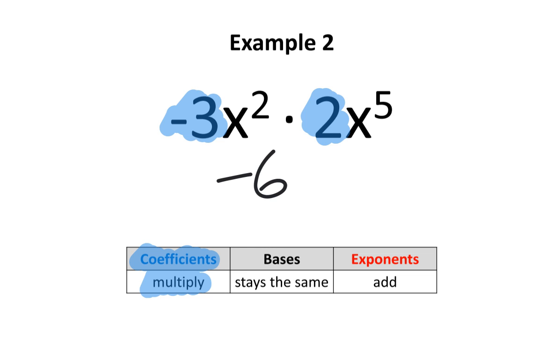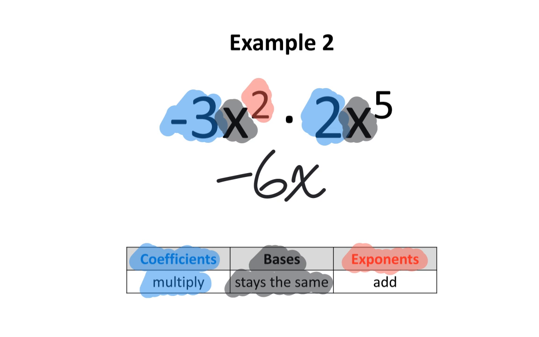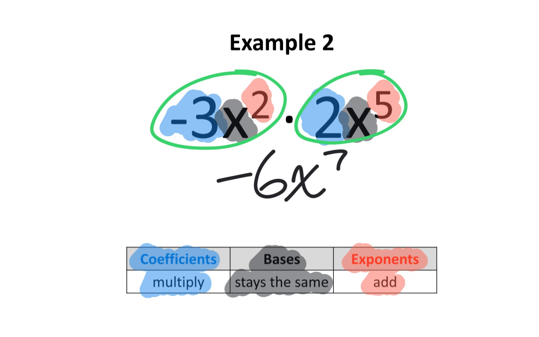The next step in the product rule is to look at the bases of the terms. The base here would be the variable of x, and the base here would also be the variable of x. Bases stay the same, so that variable of x is going to stay x. The last part of the product rule is to look at the exponents of the terms. The exponent here is 2, and the exponent here is 5. You actually want to add the exponents. Therefore, 2 plus 5 is going to give you 7. Therefore, when you multiply negative 3x to the power of 2 by 2x to the power of 5, your answer is going to be negative 6x to the power of 7.